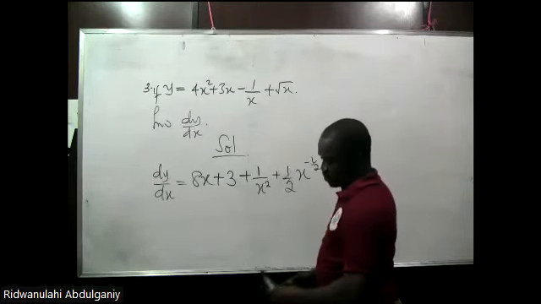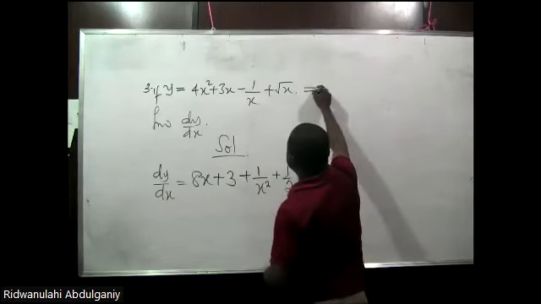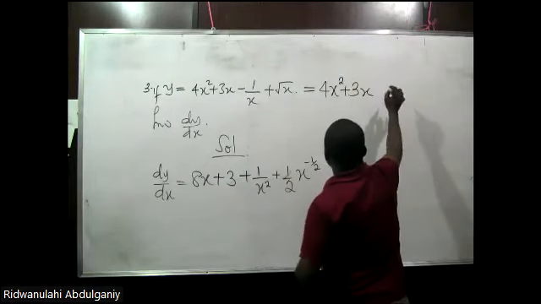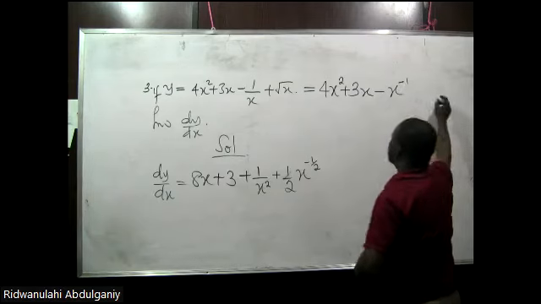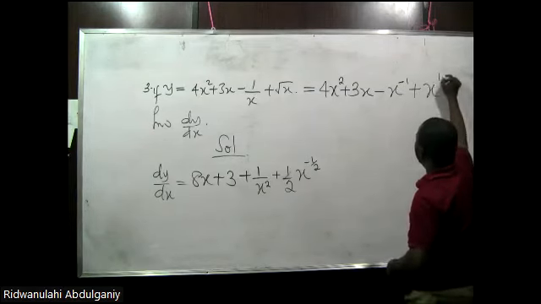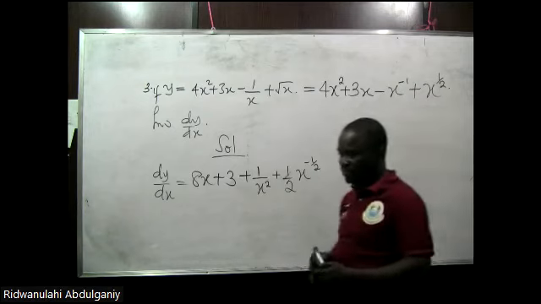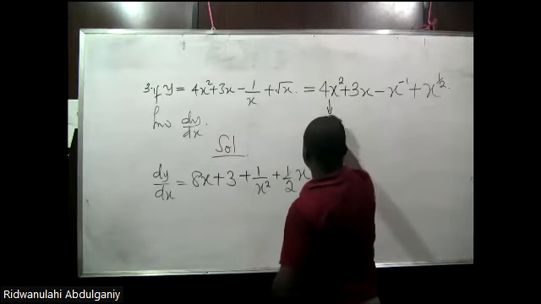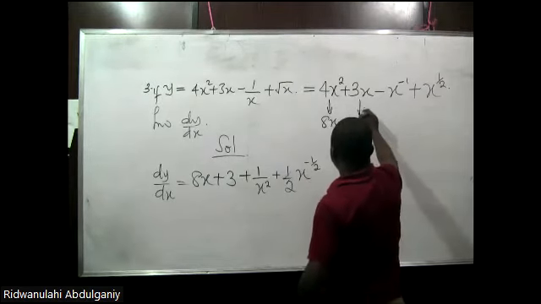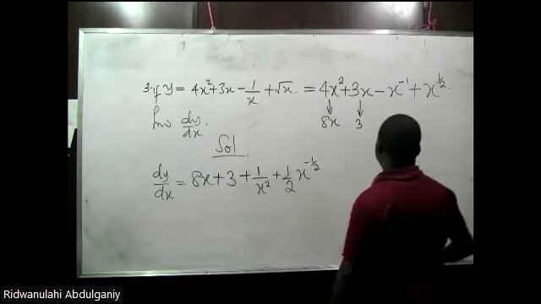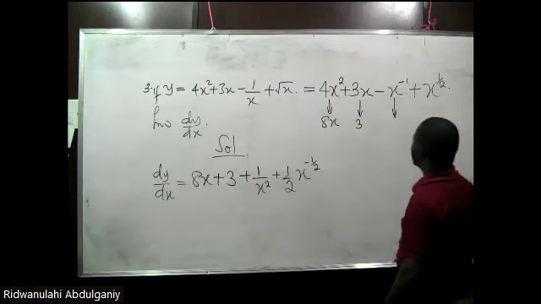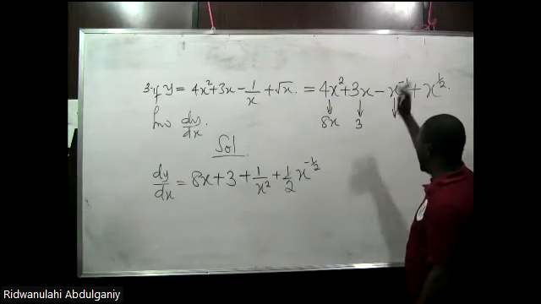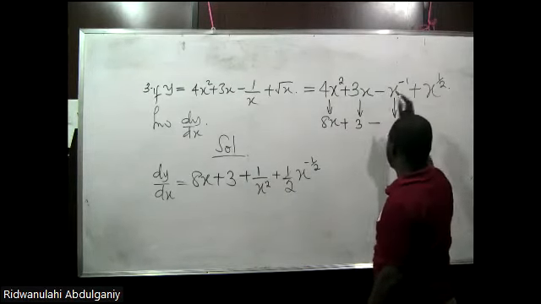Let's start this way. I can write this as 4x squared plus 3x minus x raised to the power minus 1 plus x raised to the power half. Do you agree? You have no problem with the derivative of this, 8x, neither do you have a problem with this, which is 3. Let's now take this. How do we differentiate this? Leave the negative here, just leave. The negative is still there. Let me put it here, plus, minus.